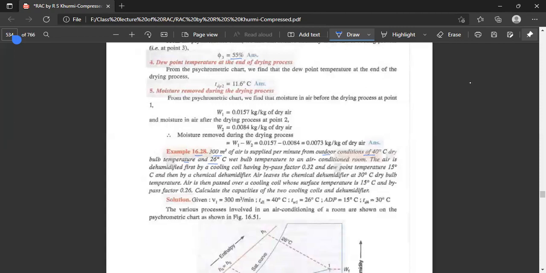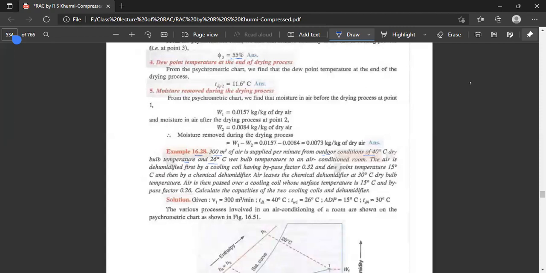Calculate the capacity of the two cooling coils and humidifier. Now what is given? V1, the volume of the incoming air, is 300 cubic meters per minute. TD1 is 40 degrees centigrade, the dry bulb temperature of the incoming air.